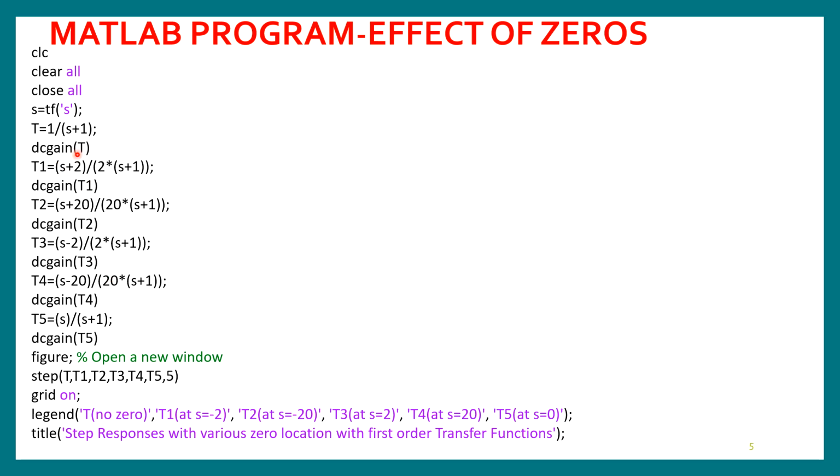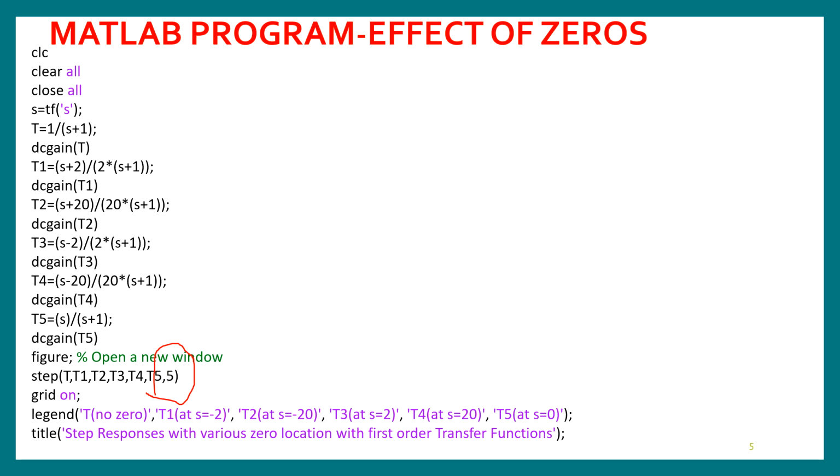The DC gain of T will calculate the final steady state value. I want to plot all the graphs in a single figure window, so I have given the command step of all the transfer functions, comma 5. Here this 5 represents the overall time duration of the plot, which means the graph will be plotted from 0 to 5 seconds. Then the legend will represent the notations. It will print the graph in various colors, and each color will represent the respective plot.